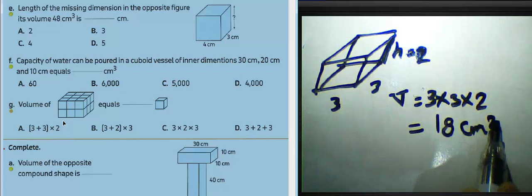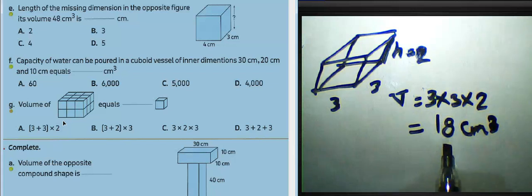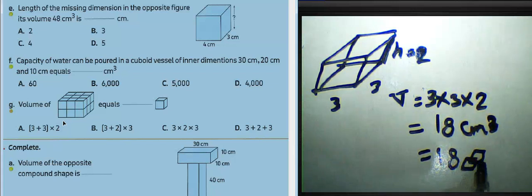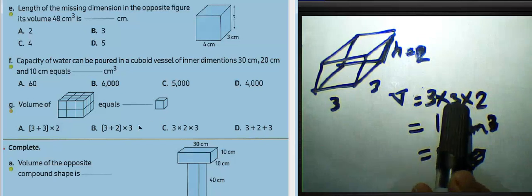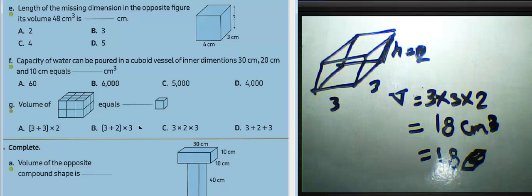18 cubic centimeter, or 18 cube. So the volume here will be 18. He asked about the result about 3 times 3 times 2. Okay, 3 times 3 times 2. We must choose letter C.